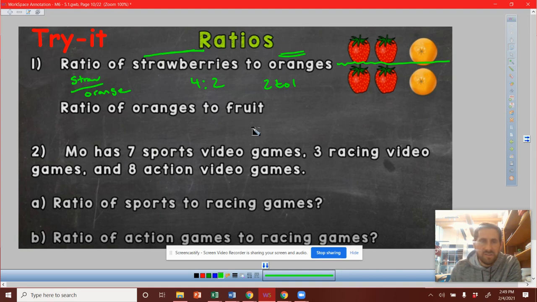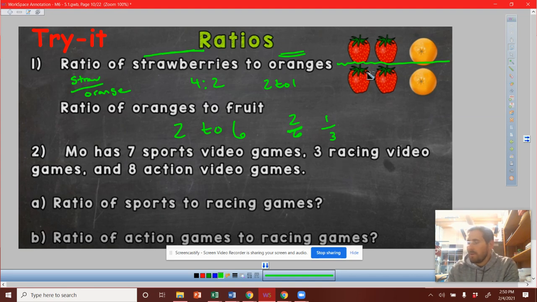Okay, can you give me the ratio of oranges to fruits? So how many oranges do you see? 2. How many fruits do you see altogether? 6. Okay, this I could also write as a fraction, 2 over 6. So can you reduce that fraction? Hopefully you all are saying to me, yes, I can reduce that to 1 over 3.